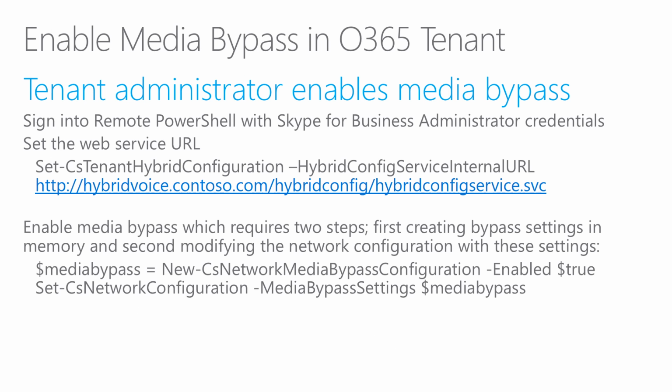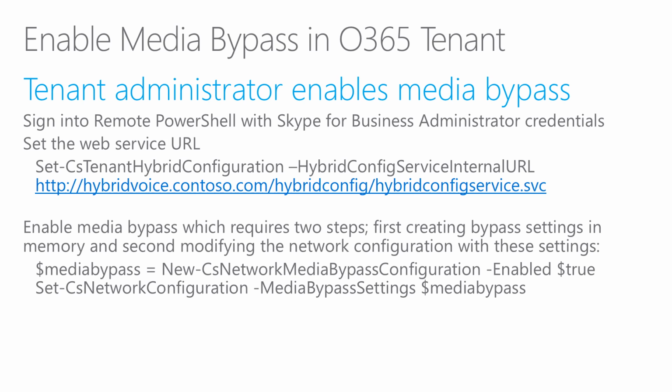Enable Media Bypass in Office 365 Tenant. The tenant administrator manually enables Media Bypass using the new Media Bypass commandlets we've provided to manage Media Bypass in Office 365. To do this, you first need to sign into Remote PowerShell with the Skype for Business Administrator credentials. Then, set the web service URL that you had previously defined as we discussed in earlier slides. You do this using the Set-CsTenantHybridConfiguration commandlet with -HybridConfigServiceInternalUrl specifying the full URL of your web service.